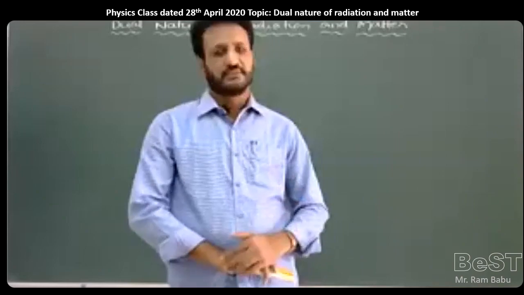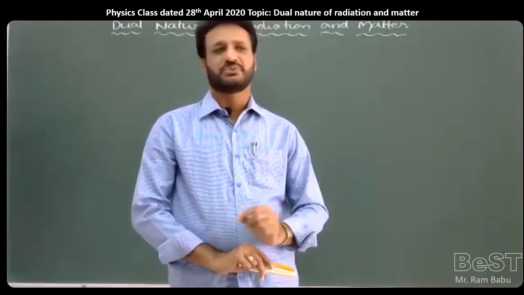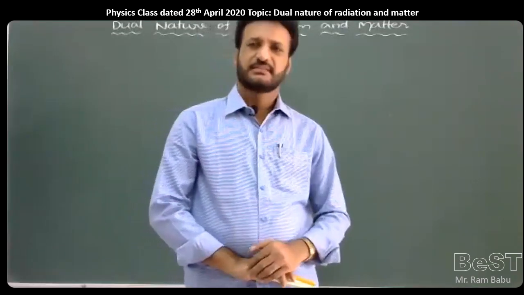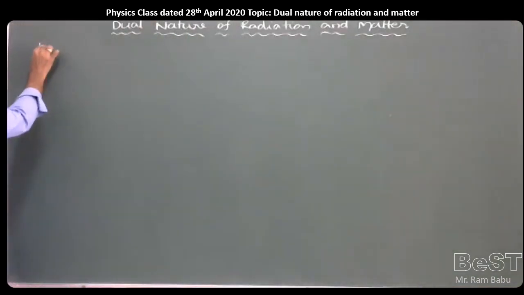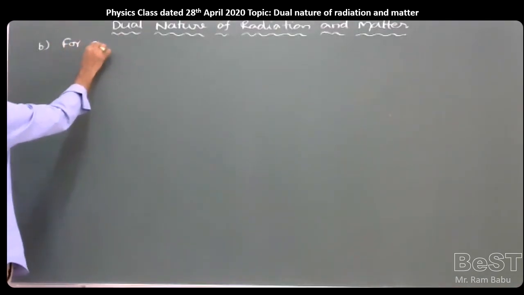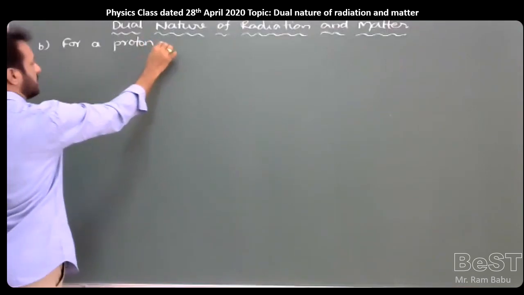For an electron, one shortcut value was given: lambda is equal to 12.27 by root V angstrom unit. In the same model, if any other particle is given, for example, how to write the formula? Yesterday an electron was given; now if it is a proton, what is the de Broglie wavelength of a proton?